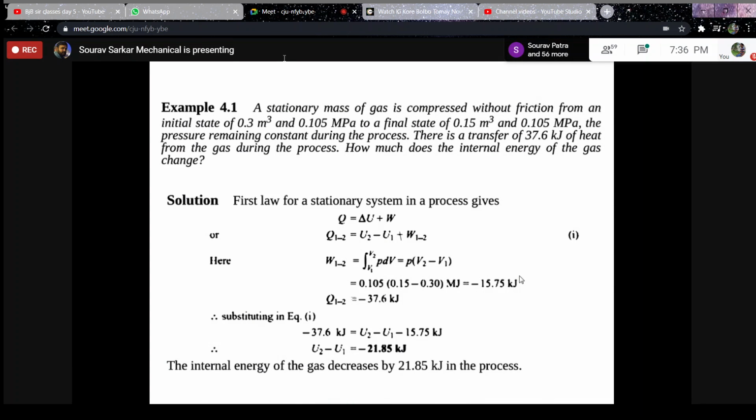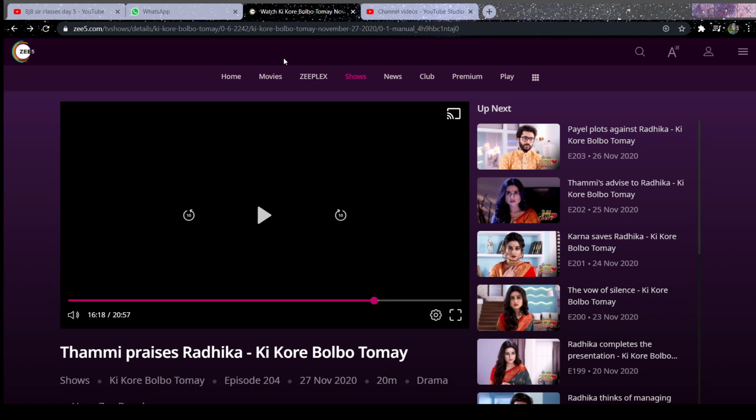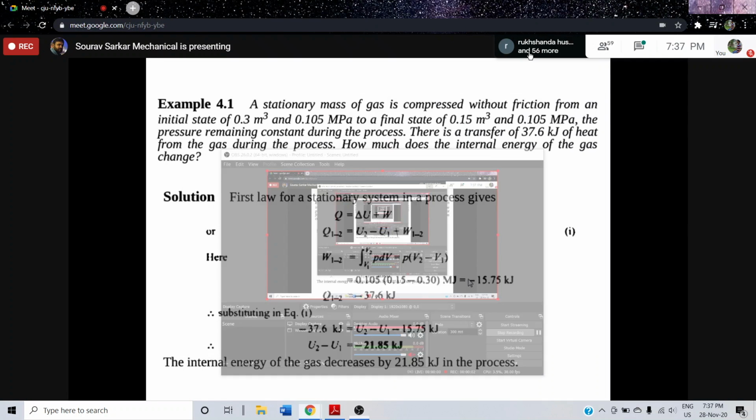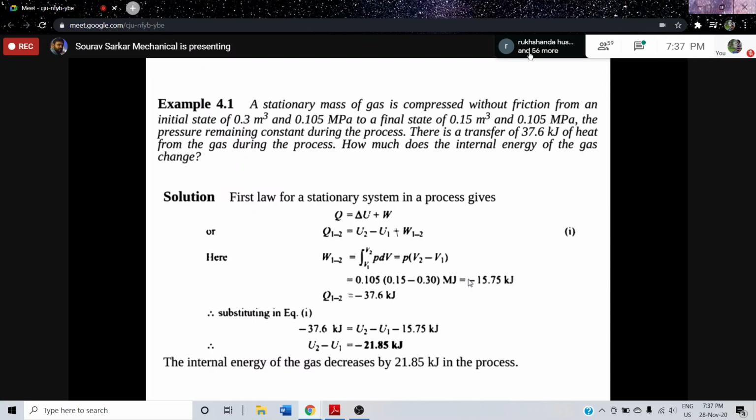Another interesting thing is that the initial volume is high and the final volume is low, so it is basically compression work. But you don't need to bother about that. Whenever you are performing the integration, you don't need to bother about whether it is expansion or compression. The integration of P dV, from initial to final, will take care of it.